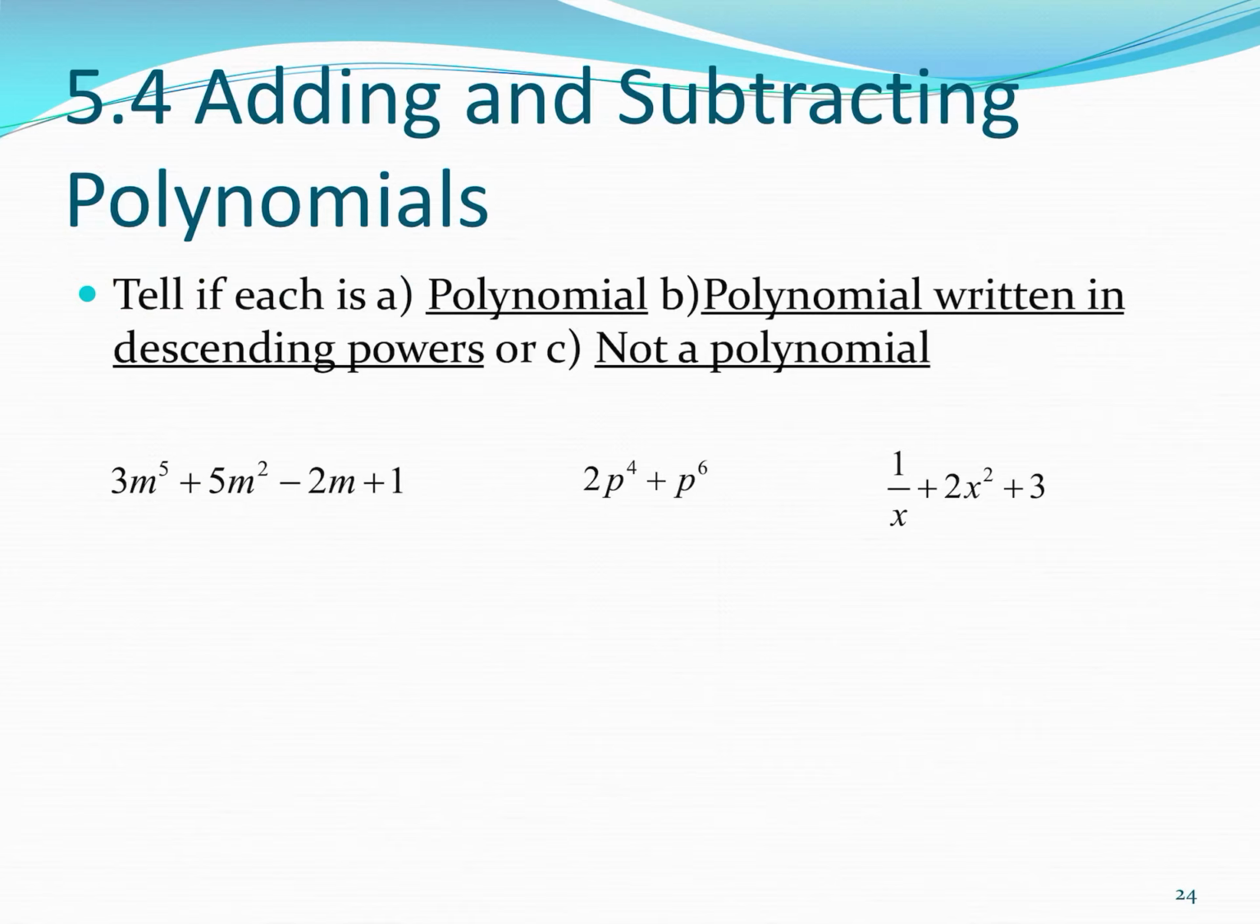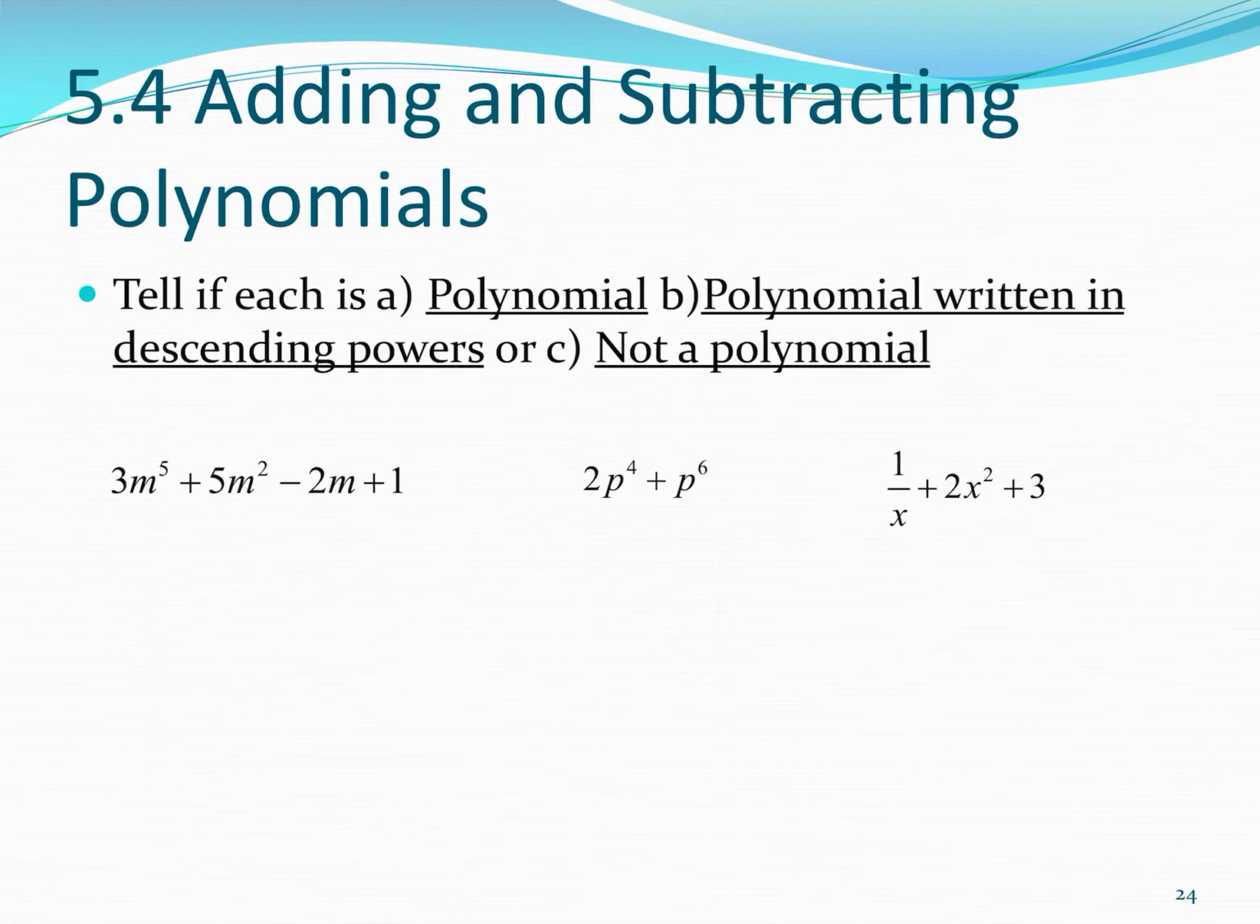So what I want us to do is, again, just to kind of help you identify what a polynomial is, we're going to go through and identify each of these as either a polynomial written in descending powers, or not a polynomial. And so as we look at these, I'm just going to label these as A, B, or C, depending on which one it is. And obviously you can see the screen there and see what A, B, and C are.